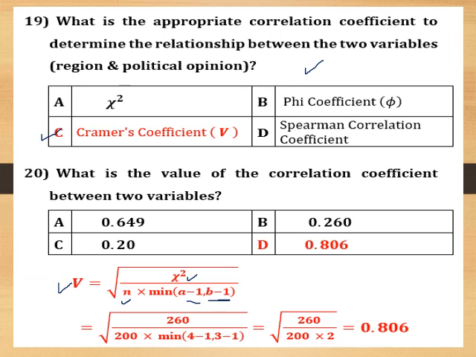The number of faces of the first variable is 4, minus 1 equals 3, and the number of faces of the second variable is 3, minus 1 equals 2. The minimum is equal to 2. By substituting in the formula, we find Cramer's coefficient V equals 0.18. So the correct answer is number D.